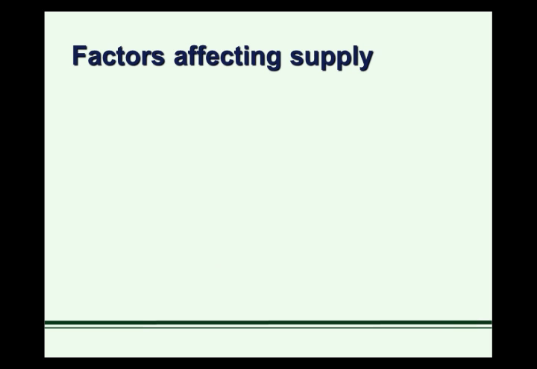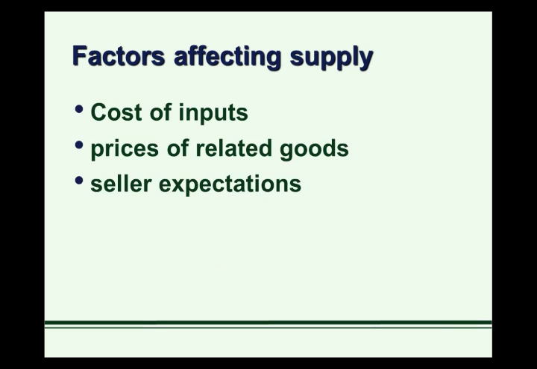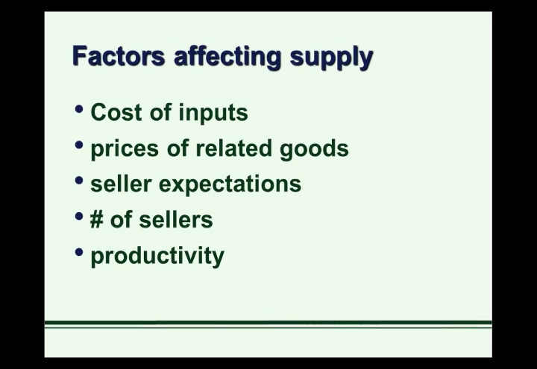There are also multiple factors affecting supply. Cost of inputs, prices of related goods, seller expectations, the number of sellers, and productivity. Again, the cost of inputs will be important. It will affect the cost of production and therefore how much suppliers are willing to supply at any given price.